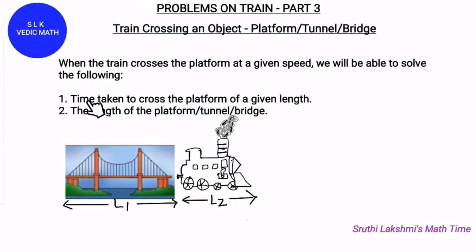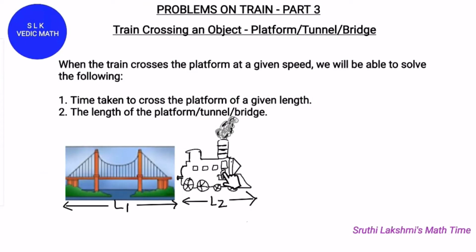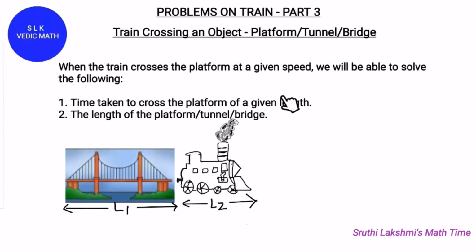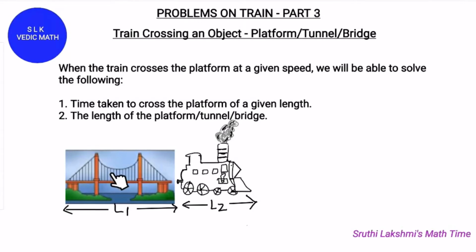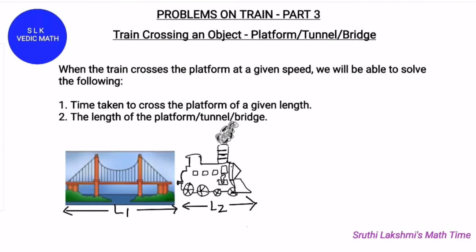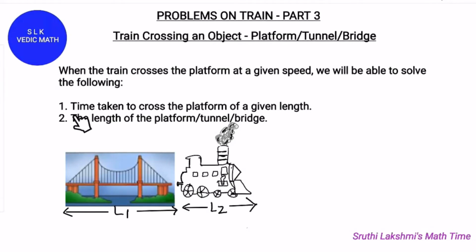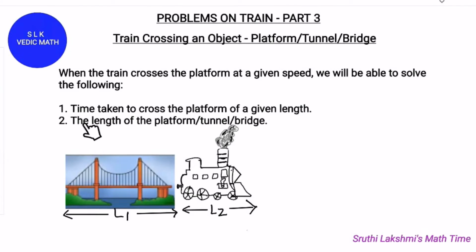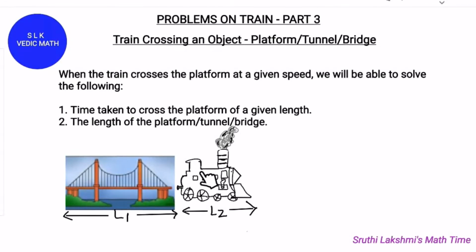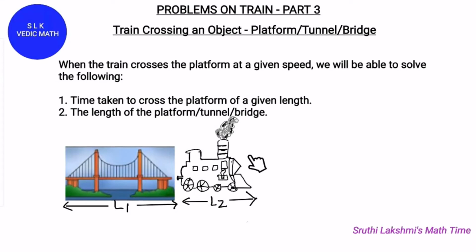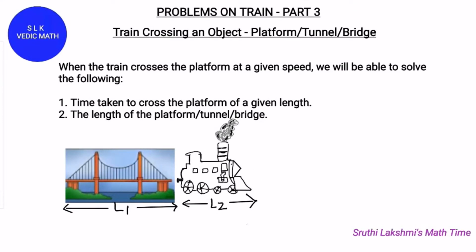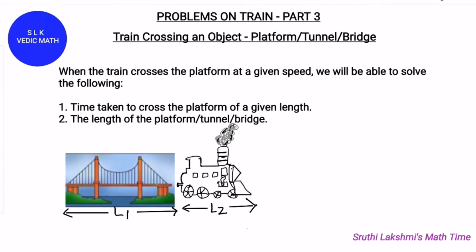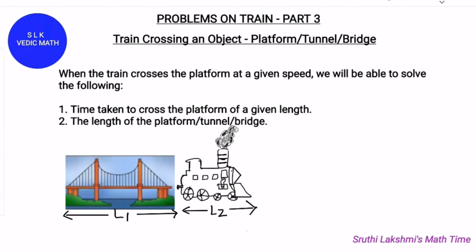When they ask you to find the time it takes for the train to cross the bridge, they will give you the speed of the train and the length of both the stationary object and the train. Or they will ask you to find the length of the platform, tunnel or bridge. When they ask you to find the length, they will give you the speed of the train and the length of the train, and they will ask you to find the length of the platform or any other stationary object.